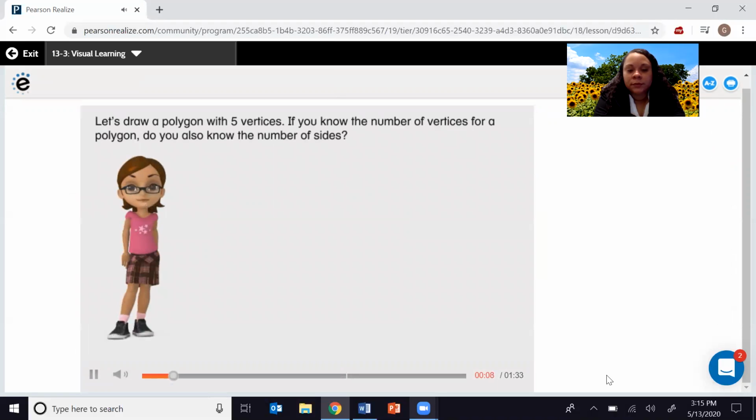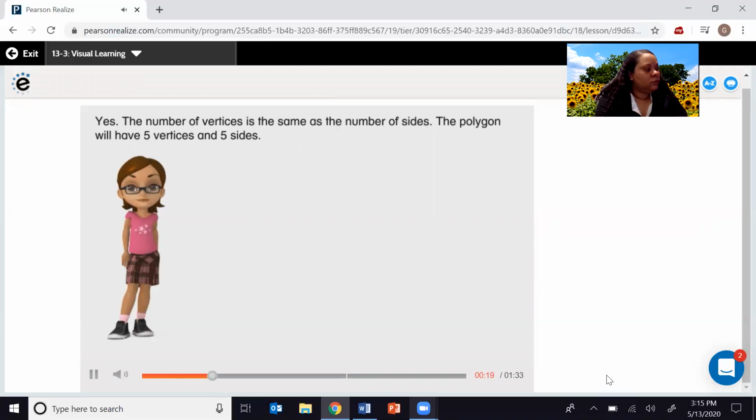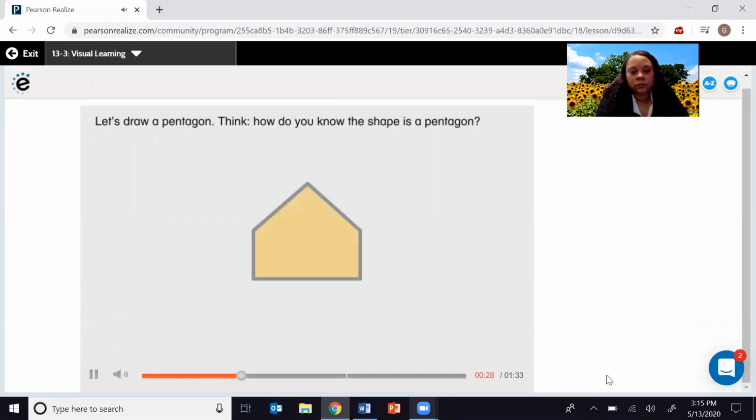With 5 vertices. If you know the number of vertices for a polygon, you also know the number of sides. The number of vertices is the same as the number of sides. The polygon will have 5 vertices and 5 sides. Pentagon. Think, how do you know the shape is a pentagon? Because it has 5 sides and 5 vertices.